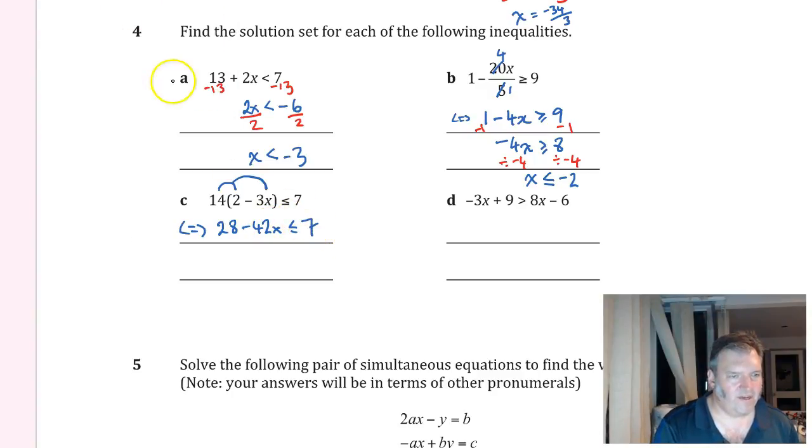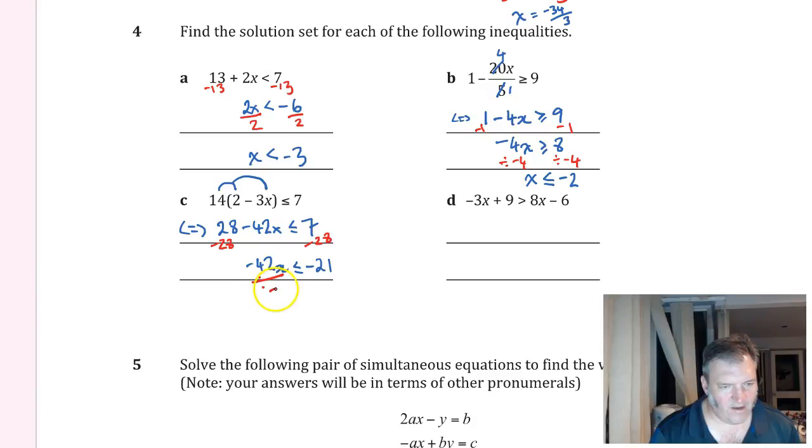Oh, it's the same again. Inverse operations. You're going to do enough of these that you could do them in your sleep. Subtract 28 from each side. We've now got negative 42x is less than or equal to negative 21. What am I going to do? I'm going to divide by whatever x is being multiplied by. Okay, divide by negative 42.